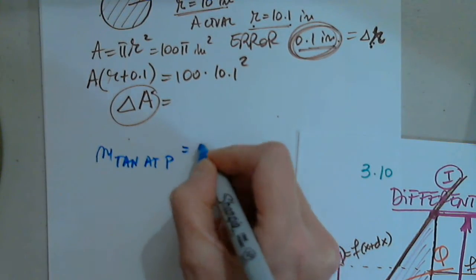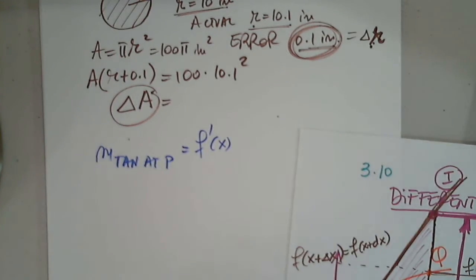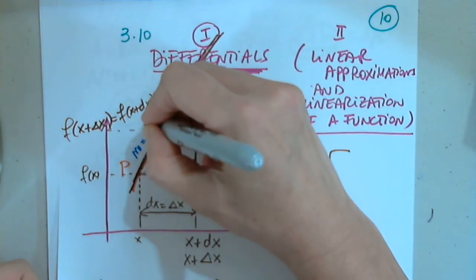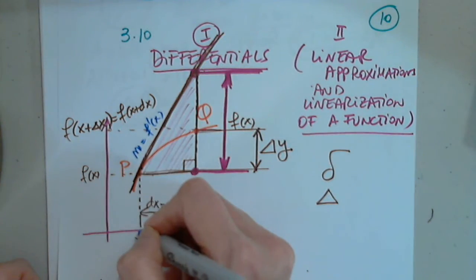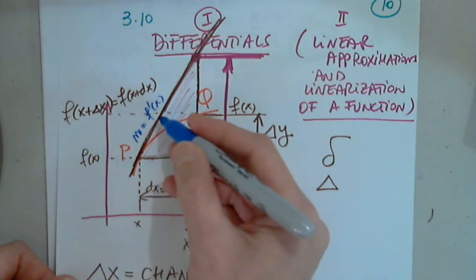At P is f prime of x. Awesome. Great job. That's it. So the slope here is f prime of x, for this value, of course. If this is 5, it's f prime of 5. If this is 10, it's f prime of 10.